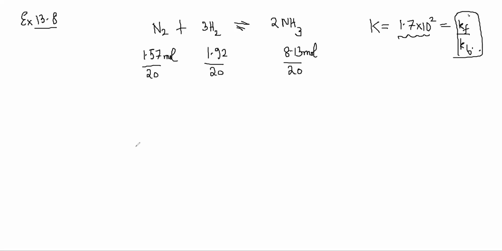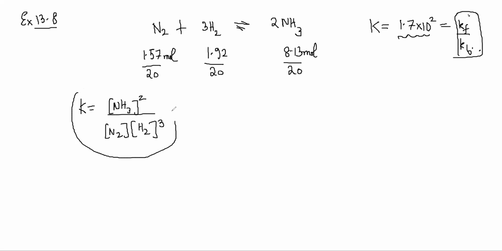So the K expression would have been NH3 square by N2 H2 cube, right? In this K expression, you can only use concentrations at equilibrium. You cannot use concentrations at an arbitrary moment.